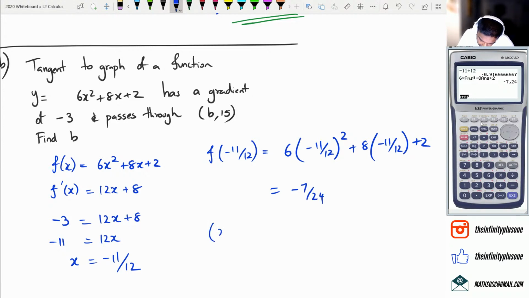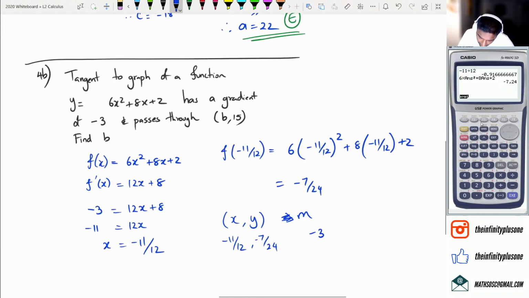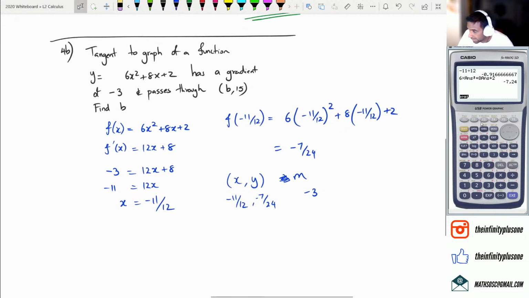So I've got my x value and my y value, and I've also got the gradient. The x value is negative 11 over 12, the y value is negative 7 over 24, and the gradient is equal to negative 3. So using this, now I can come up with the equation of the line.